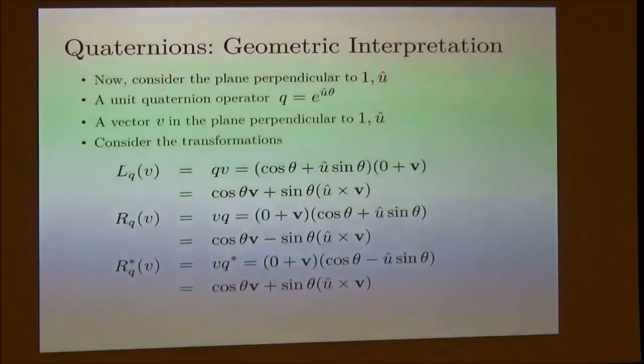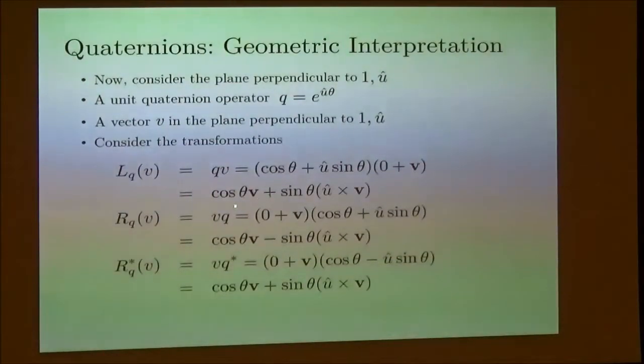Now let's consider the other plane, the orthogonal complementary plane, which is perpendicular to 1 and u hat. Again, our unit quaternion operator is e to the power u hat theta. And now we consider the vector v, which is in this plane, perpendicular to 1 and u hat. So now we talk about the other components. If you left multiply v with Q, and that's the algebra we want to work out over here, Q itself is cosine theta plus u hat sine theta, and v is a vector in R3, so we can write it as plus v.